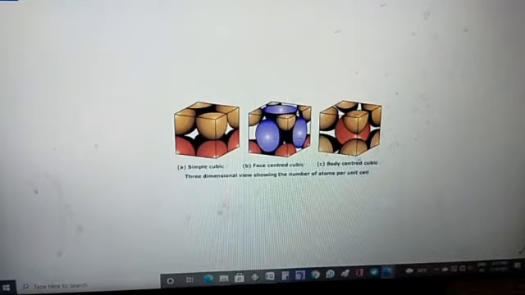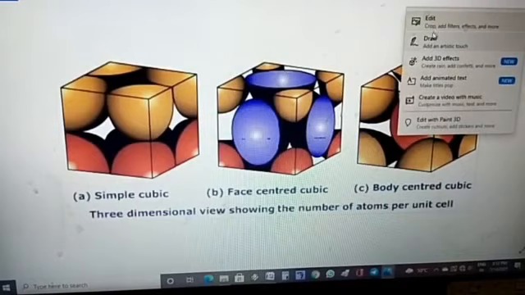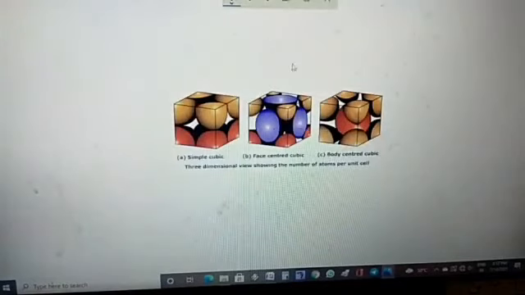So now calculate the total number of atoms present in this body centered cell. In the corners, how many will be there? In the corners, I told you, 8 into 1/8. So how much will you get there? 8 into 1/8 means nothing but 1.